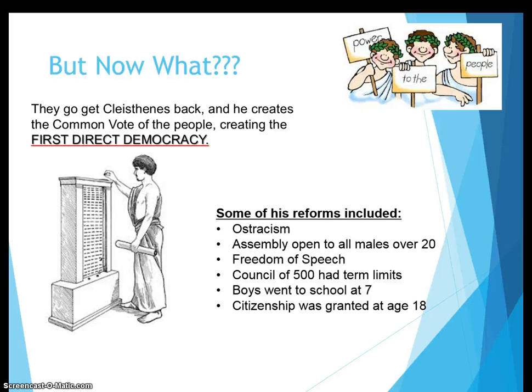He opened the assembly to all males over the age of 20, gave them freedom of speech. He put term limits on the Council of 500 so that everyone had a chance to serve. All boys had to go to school at the age of 7 and learn math and reading. And citizenship was granted to those at the age of 18 if they just swore an oath to do what was expected of them in Athens.